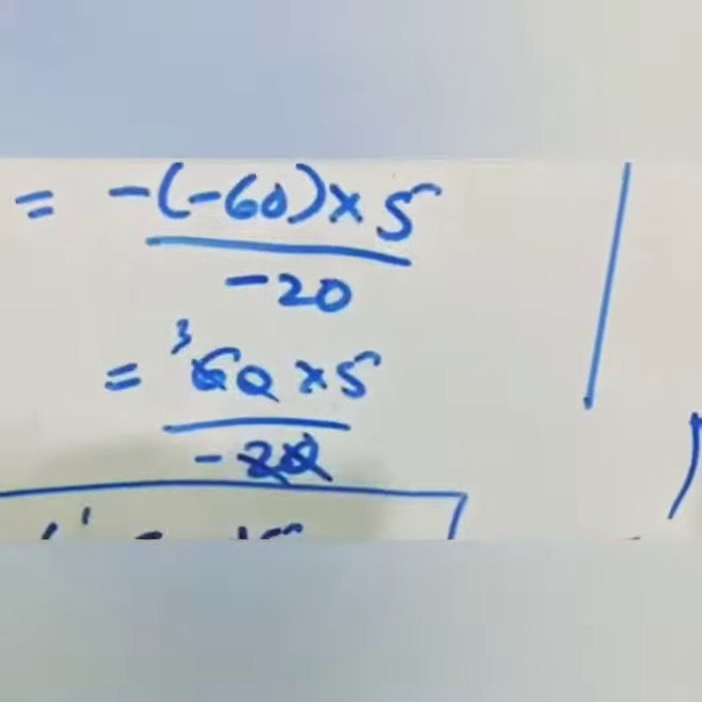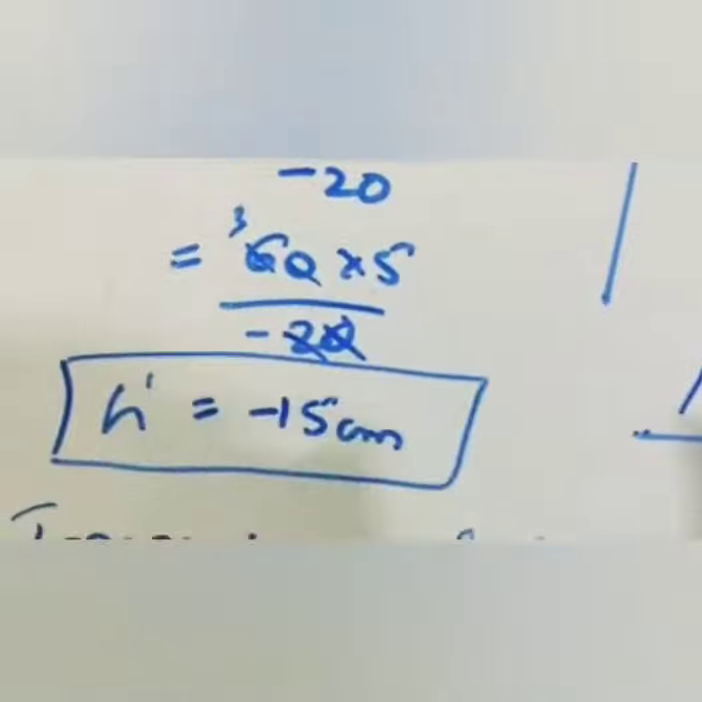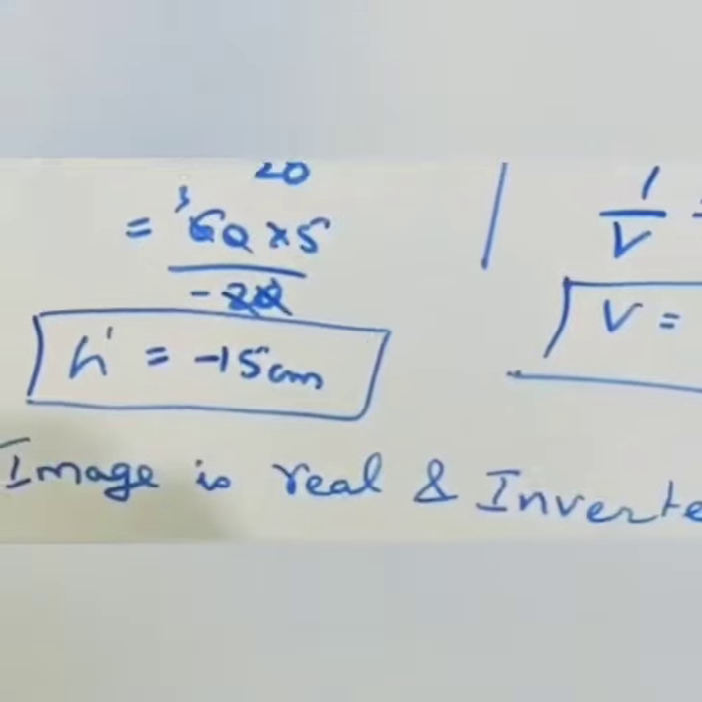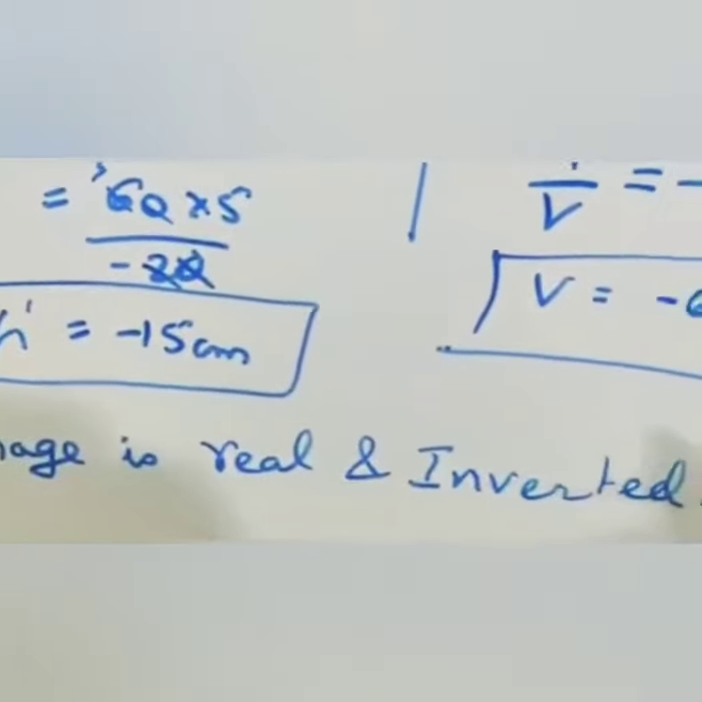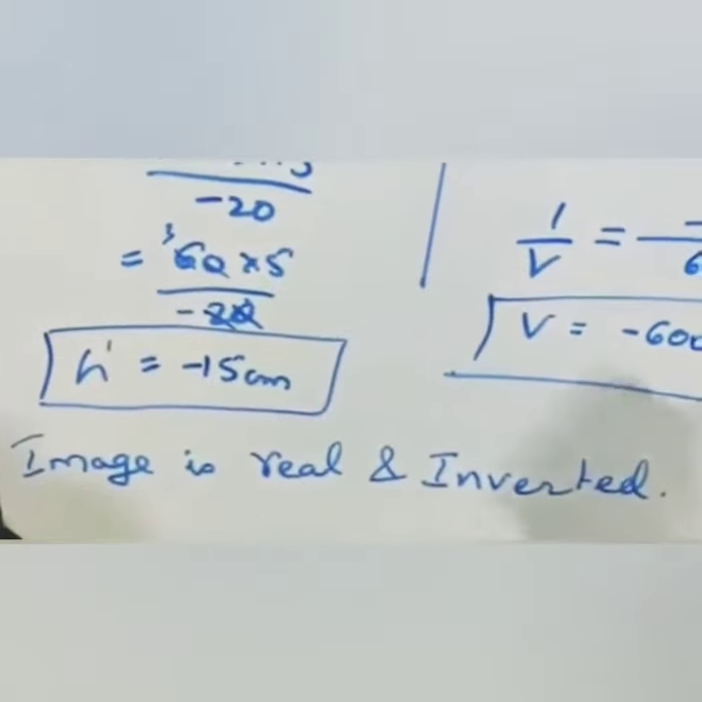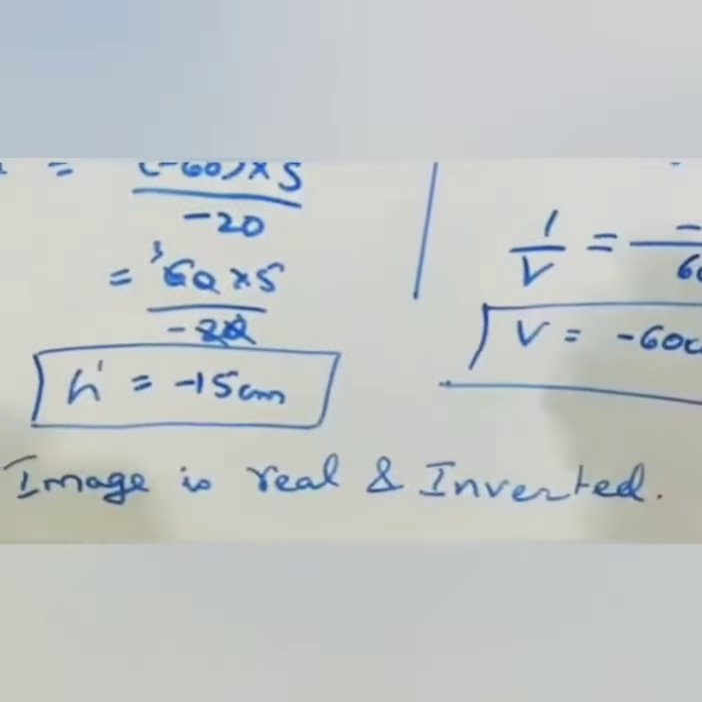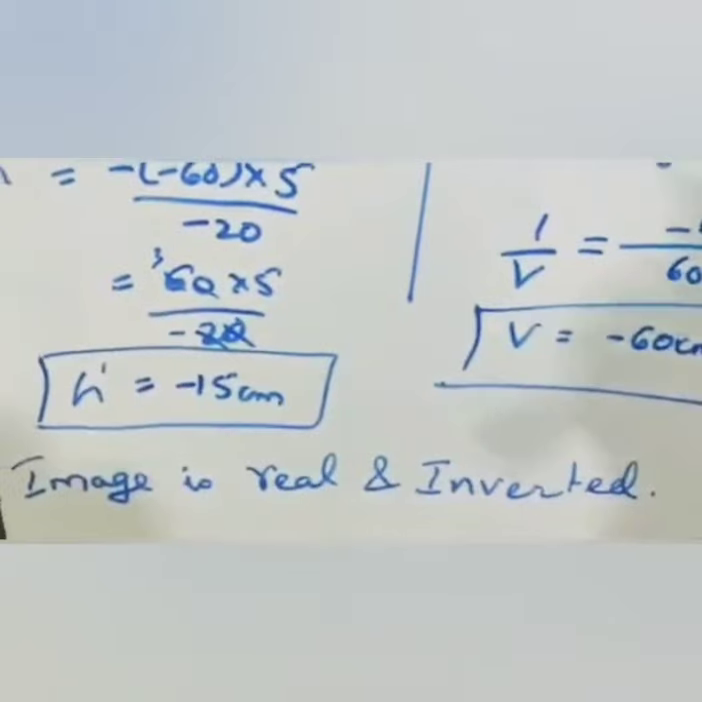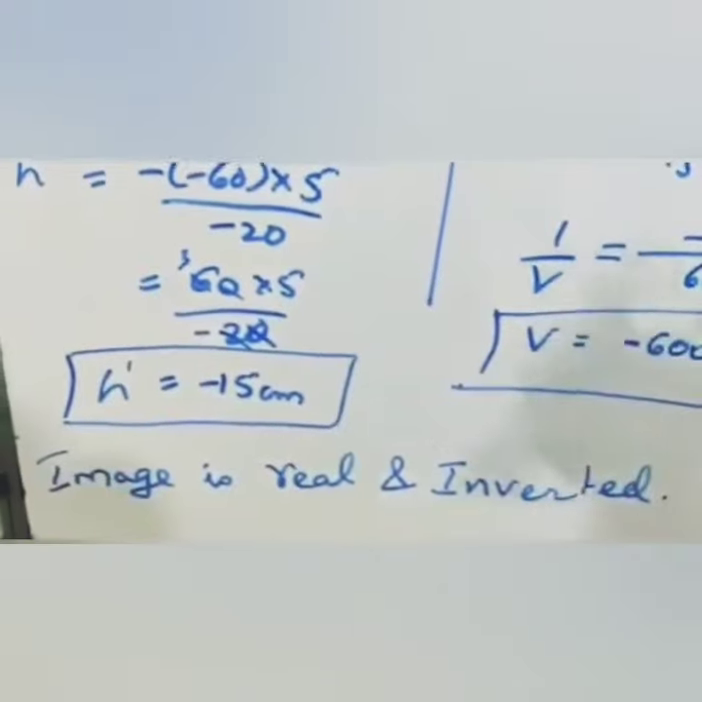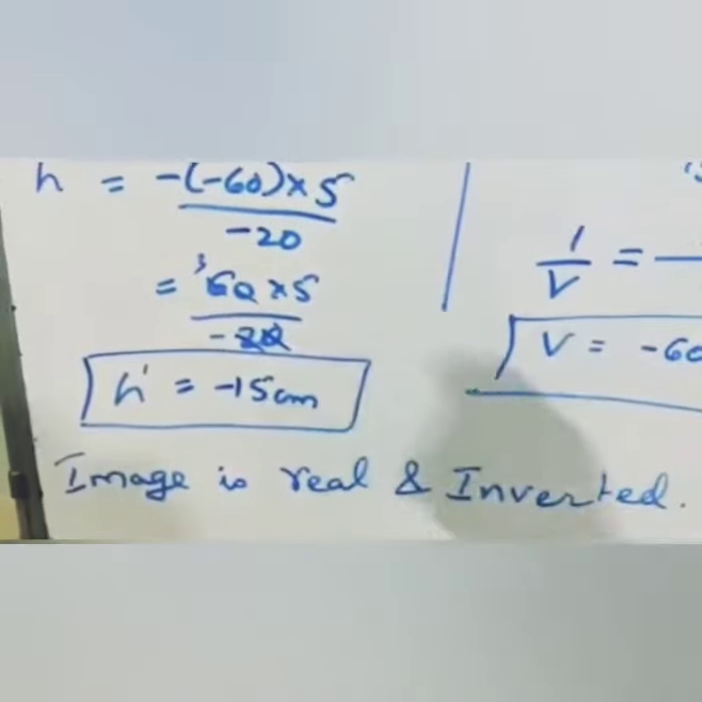Size of the object is 5 centimeter and size of the image is minus 15 centimeter. So negative has come. When the image height is negative, then the image will be real and inverted. You have to write the nature of the image by seeing the values. So sign convention is very, very important. You have to learn it by heart. You have to understand when we have to take minus and when we do not. If the value becomes minus, then what will be the answer?